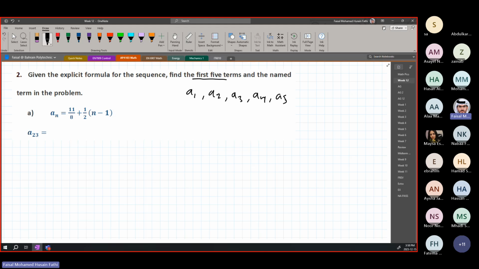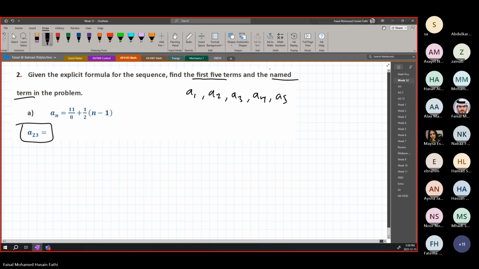The first five n values, which is 1 to 5. And the named term? What do they mean by the named term? Basically, the given term over here, the A23. Now, here you don't have to do any manual calculations. You can do it all in your calculator. Everyone, get your calculators out so you can learn how to do this quickly in one step, and you will get all your values.